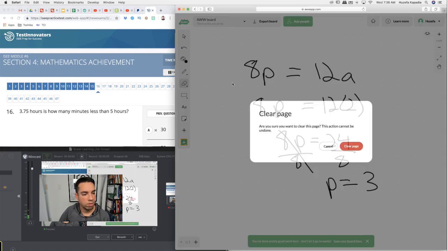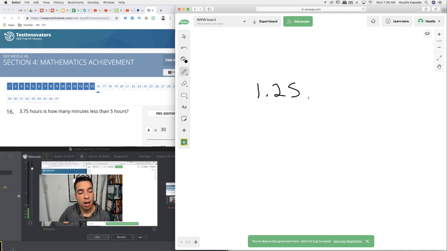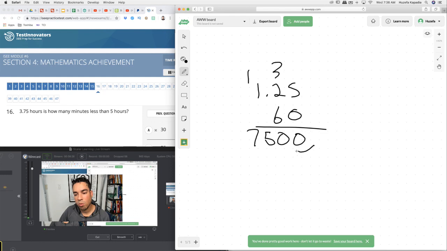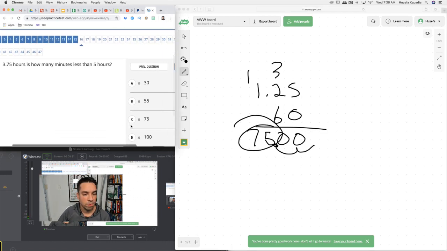Next, 3.75 hours is how many minutes less than 5 hours? First of all, it's 1.25 hours less. Like, we can just do 5 minus 3.75. And then we want to know 1.25 hours is how many minutes. We just multiply this by 60, and we get 30, 12, 13, 14, 15. Carry the 1, 6, 7, 1, 2, and we get 75 minutes less.